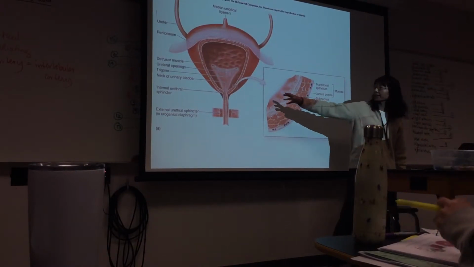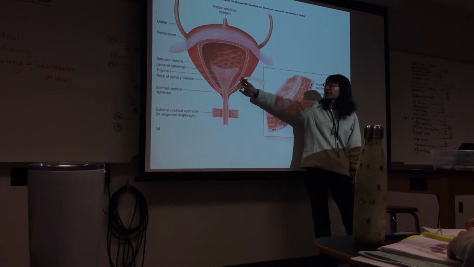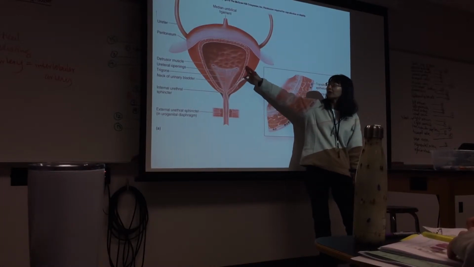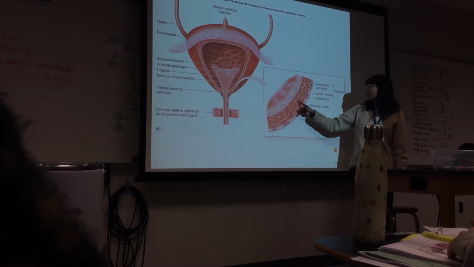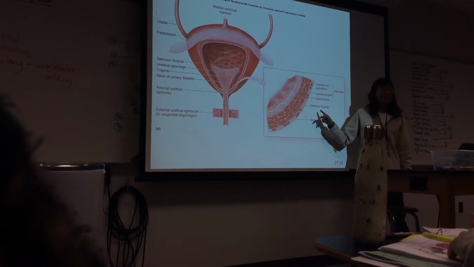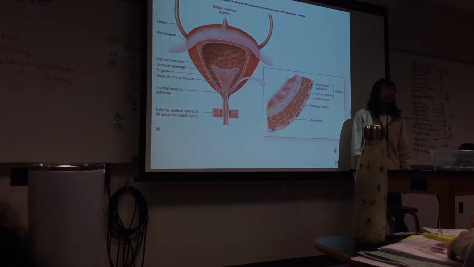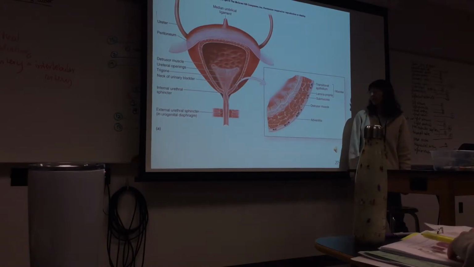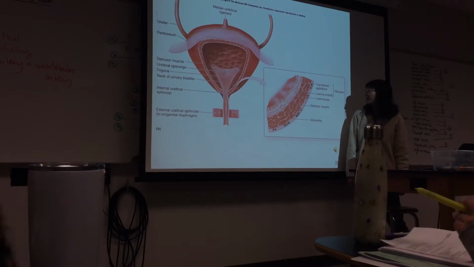Okay, so here's the bladder. Walls of the bladder. What do you think? What kind of tissue is going to be found in the walls of the bladder? They call it detrusor muscle. Fancy name. What kind of muscle do you think it is? Smooth. Very good. Smooth muscle. Fancy name, detrusor muscle, specific to the bladder.